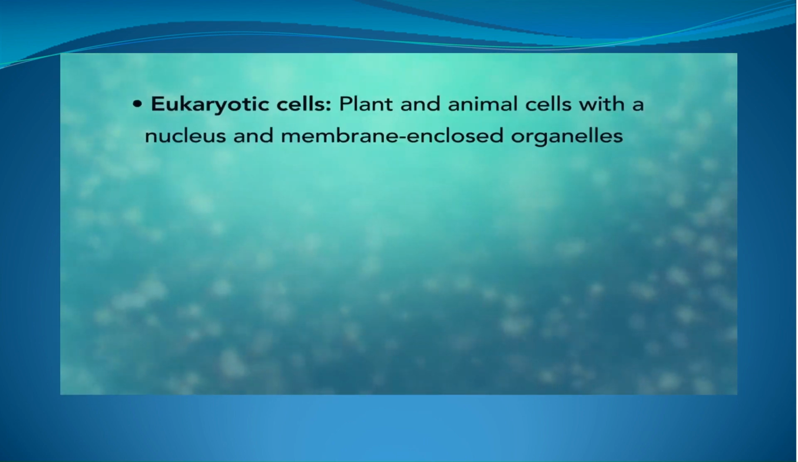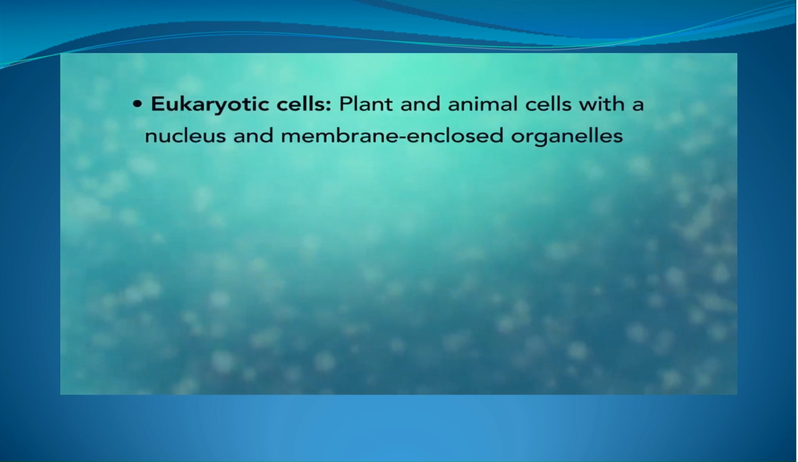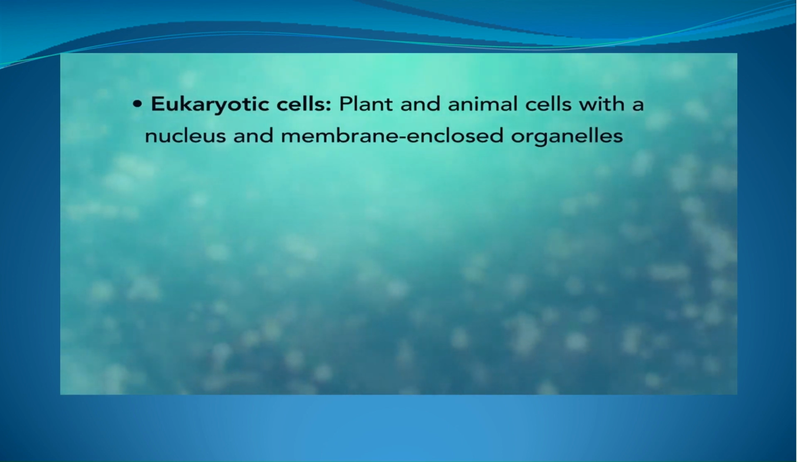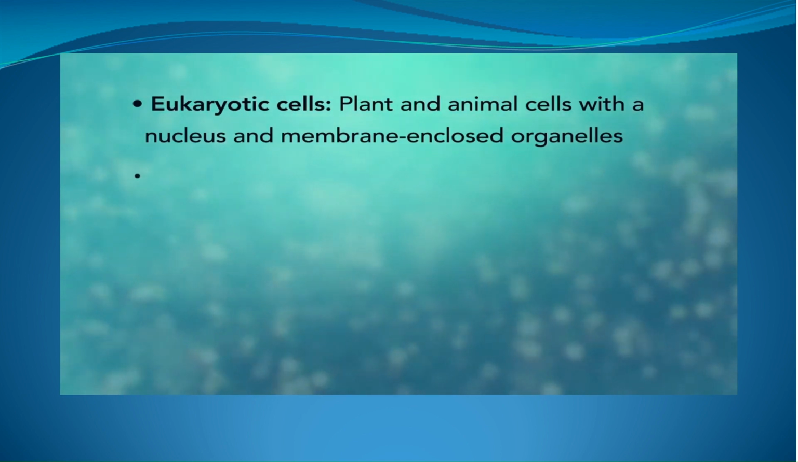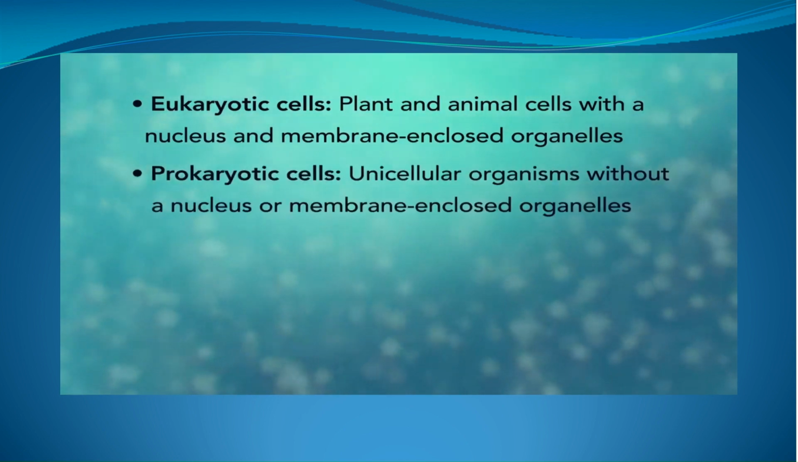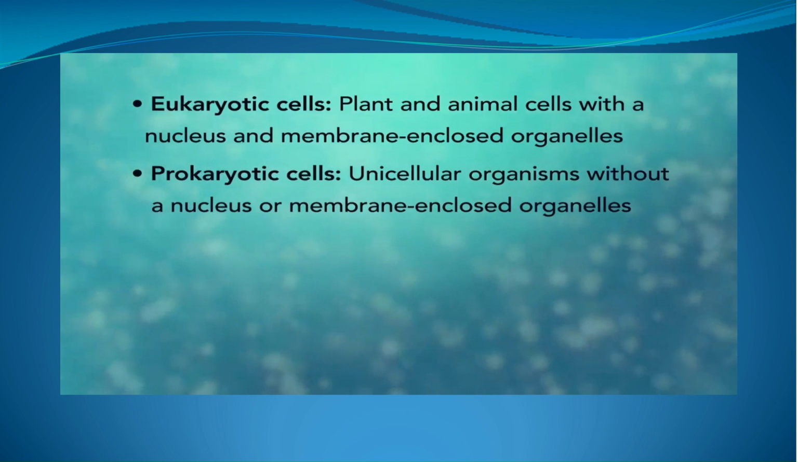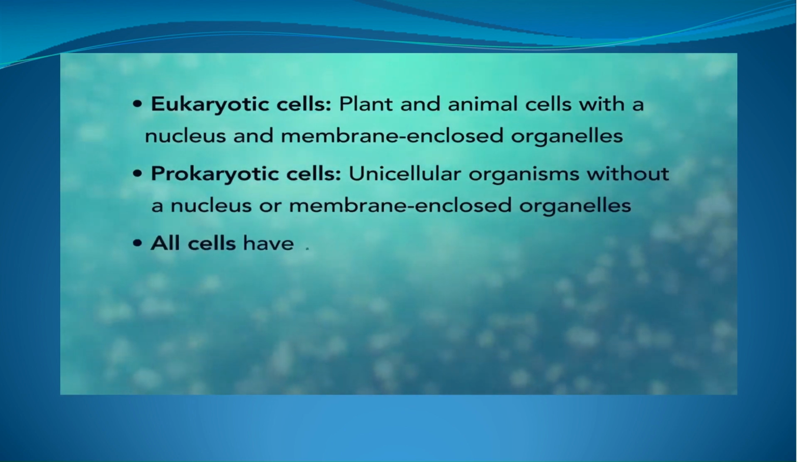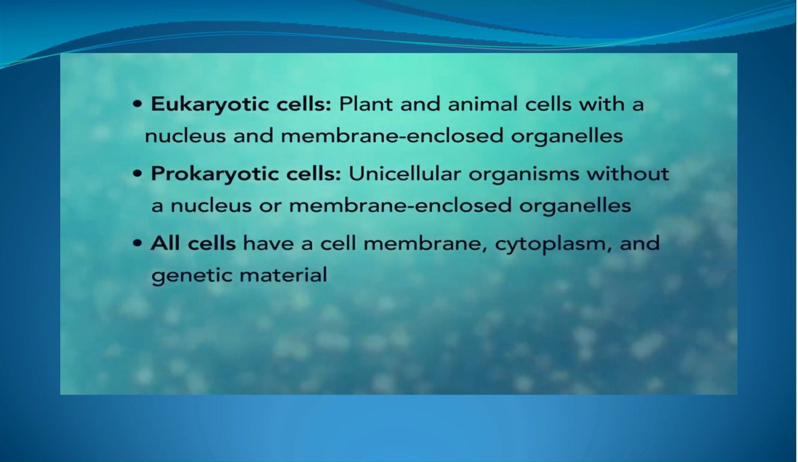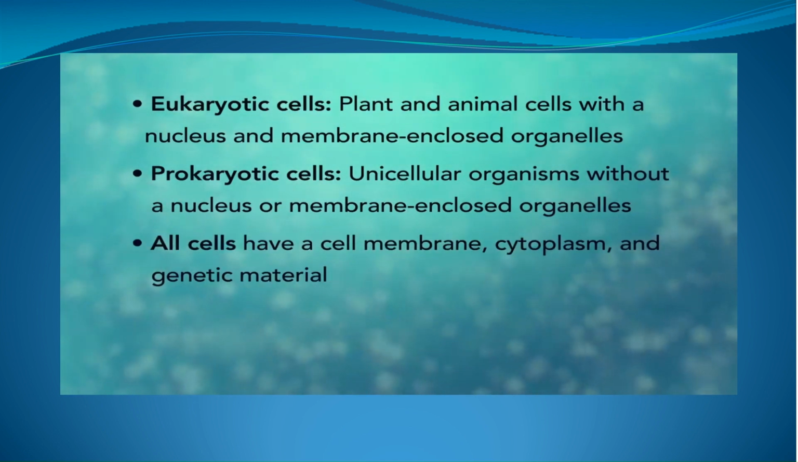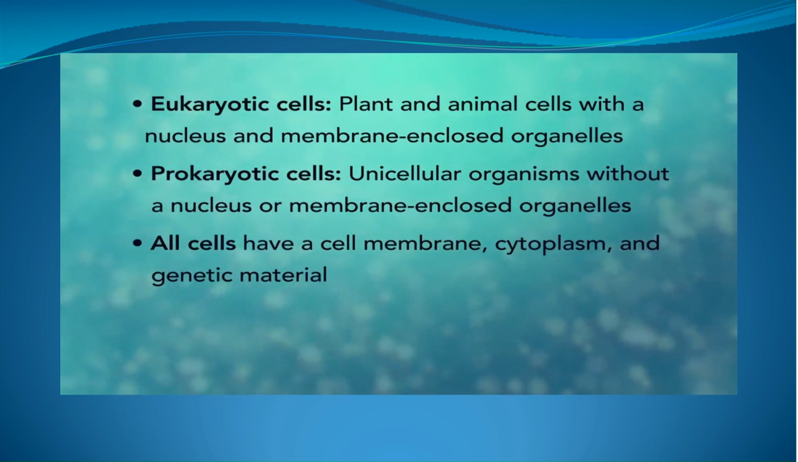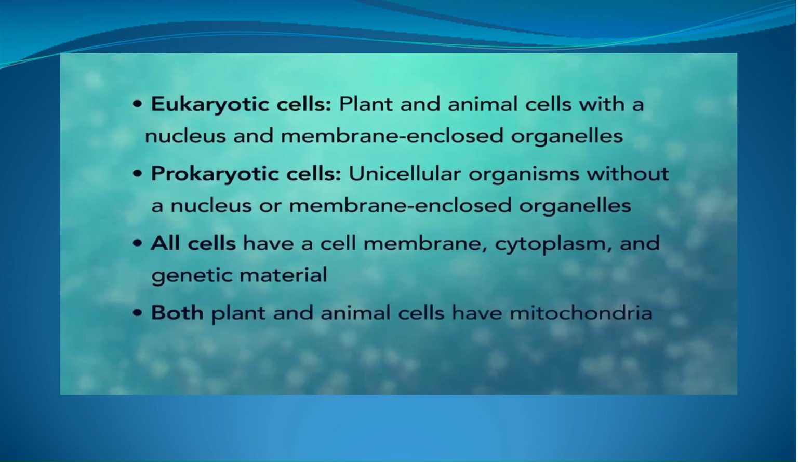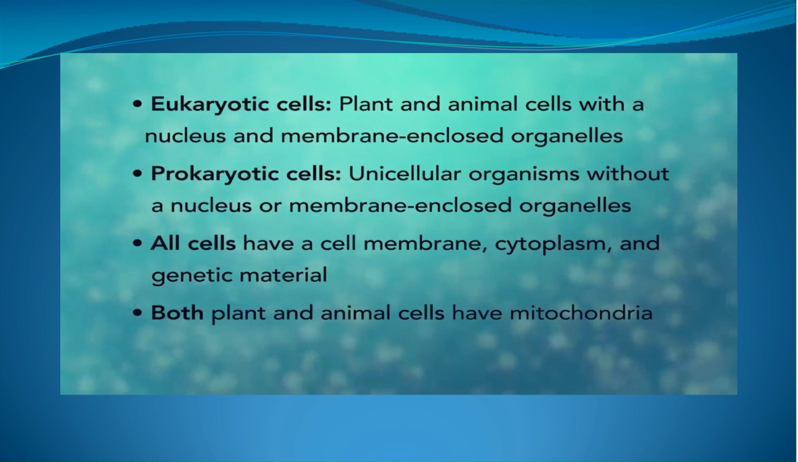In summary, remember eukaryotic cells are plant and animal cells with the nucleus and membrane-enclosed organelles, while prokaryotic cells are unicellular organisms without a nucleus or membrane-enclosed organelles. All cells have a cell membrane, cytoplasm, and genetic material. And even though only plant cells have chloroplasts, both plant and animal cells have mitochondria.